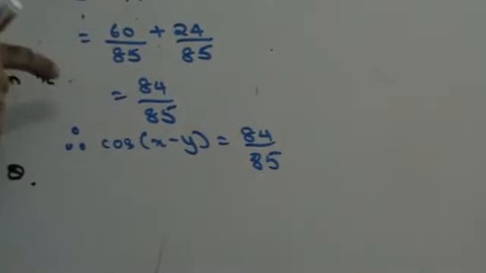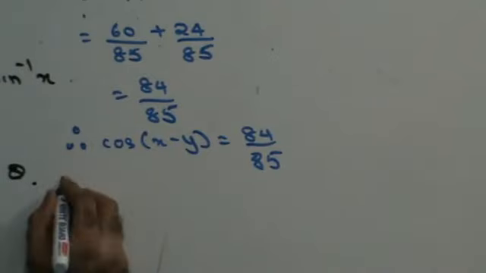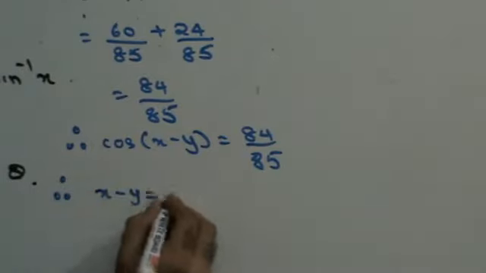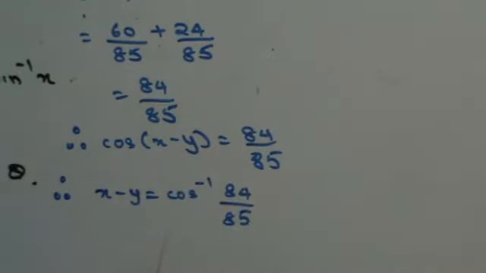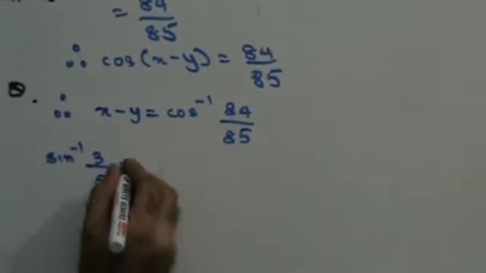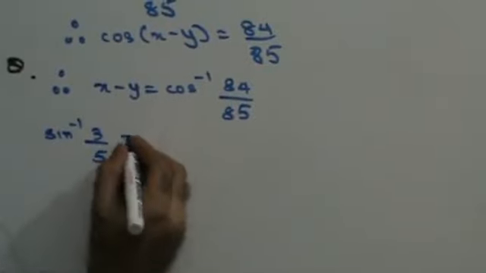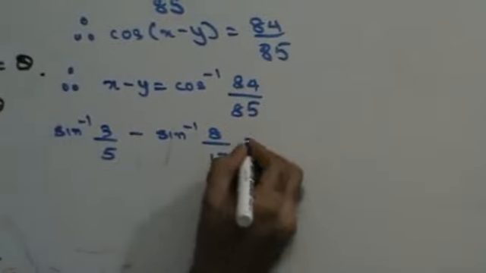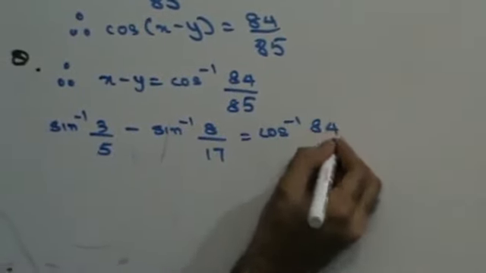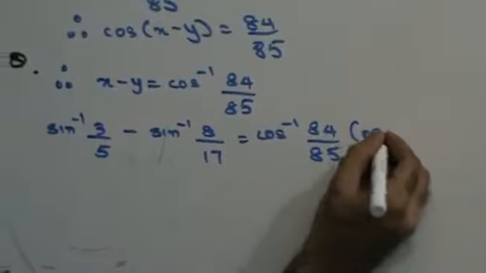We just found this out, people. If I take the cos function on the other side, then I can therefore say that x minus y is cos inverse of 84 by 85. Cos function on the other side, right? Resubstitute the value of x and y. x is nothing but sine inverse of 3 by 5, minus y, which is nothing but sine inverse of 8 by 17, is cos inverse of 84 by 85.